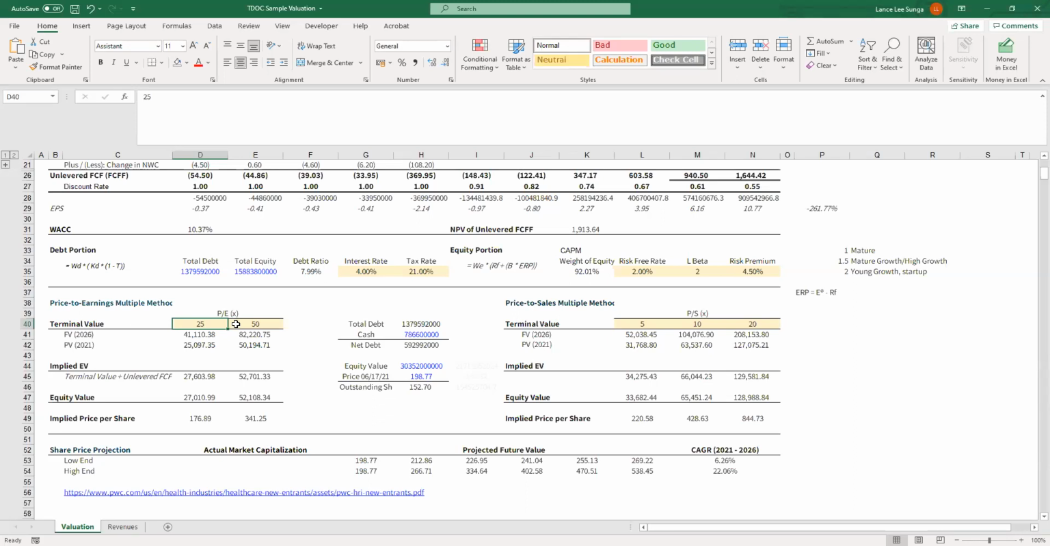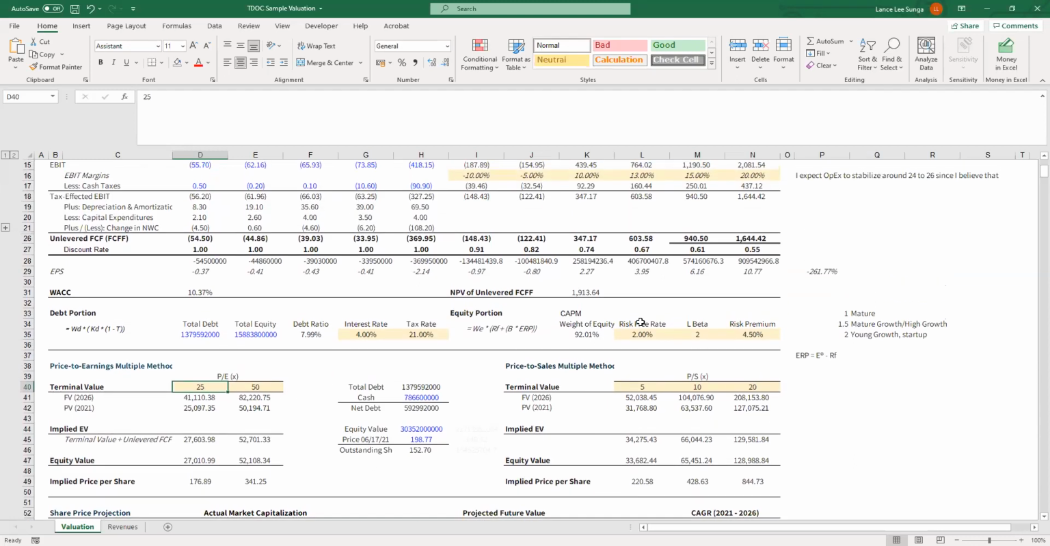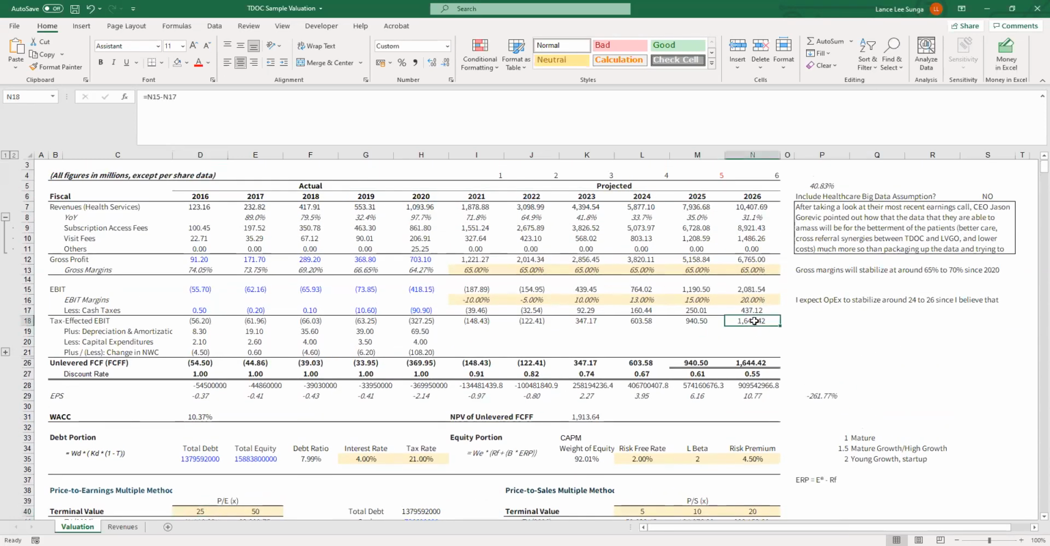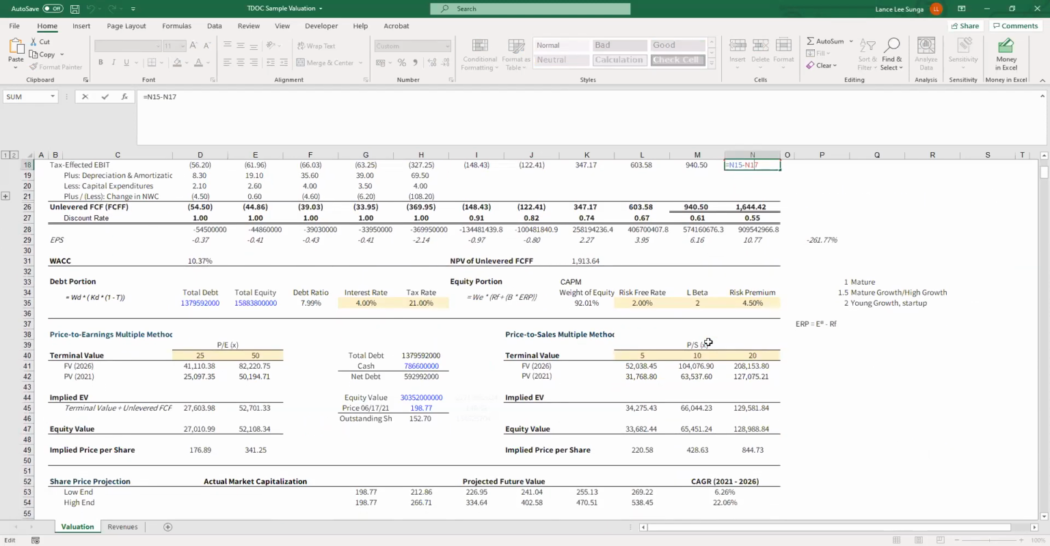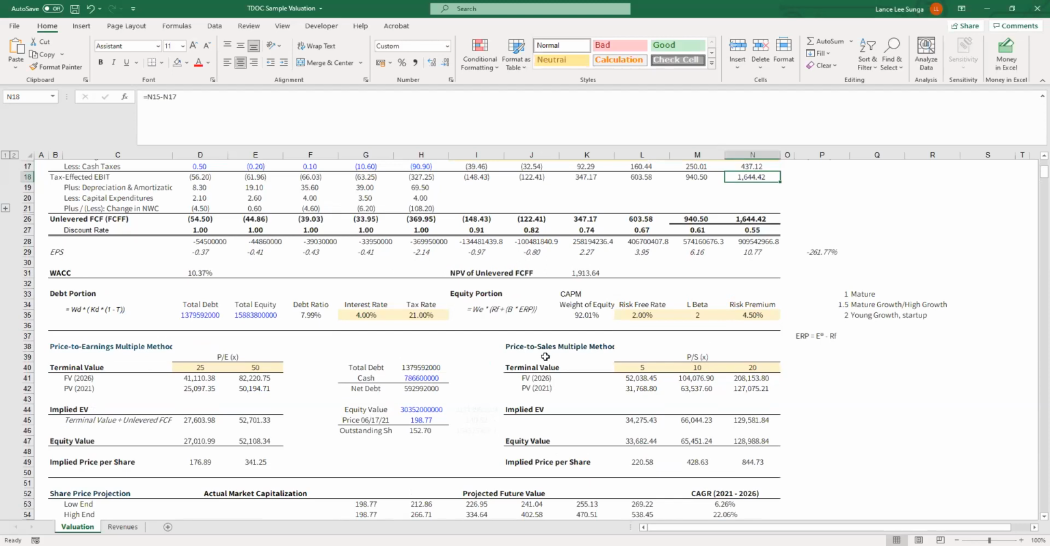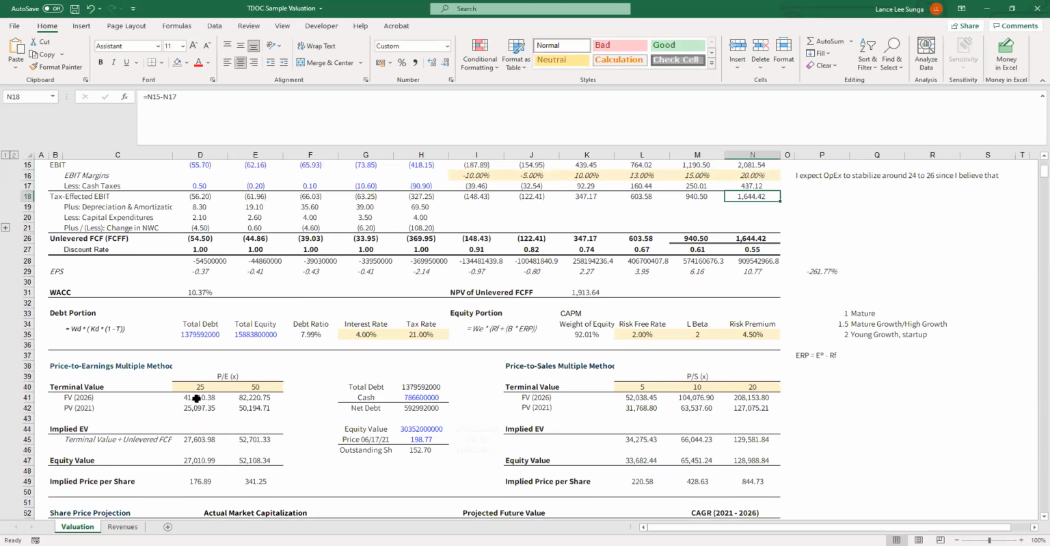Arvin, you have a question? Yeah, so a basic question, because I don't have finance yet. What's the terminal value? It's the final year of your forecast period. Okay, yes.